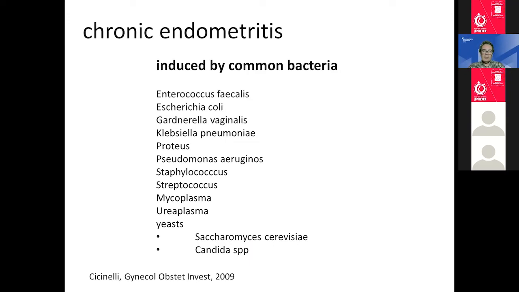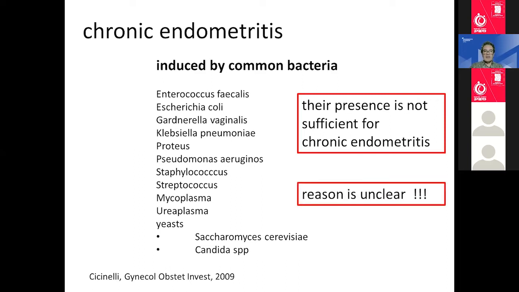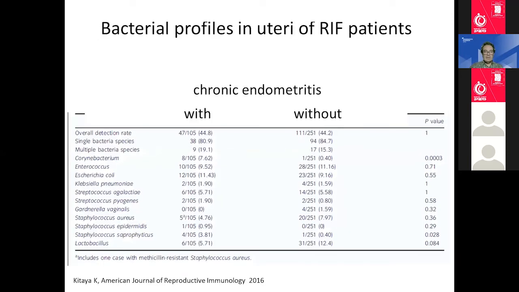Some authors have tried to define specific bacteria responsible for chronic endometritis, and they have tried to treat very specifically with specific antibiotics, but this was not as successful as using broad spectrum antibiotics. And they also found that the presence of these specific bacteria is not sufficient for having a chronic endometritis. So the reason is unclear. Some patients have it and others don't have. This is the Japanese study.